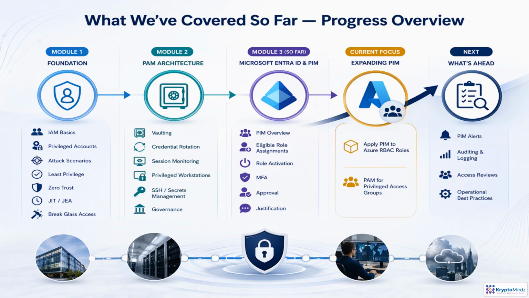So far, we've moved from identity fundamentals and privileged access risks through PAM architecture and Microsoft Entra PIM basics. Next, we'll apply that model to Azure RBAC and privileged access groups. Then we'll shift into alerts, auditing, reviews, and the operational practices that keep privileged access controlled over time.